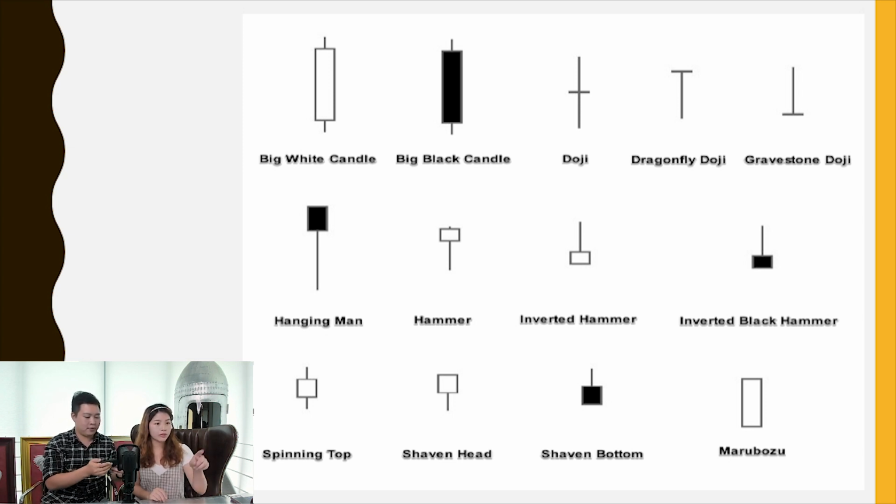Wait, so some candles don't have bodies. Look at the doji. Doji has no body. Dragonfly doji has no upper wick and no body. Gravestone has no lower wick and no body. And so I guess the wicks are not always there. If you look at the others, like the inverted hammer and the hanging man, I guess that means that the opening price is the same as the highest price. Or lowest price. Or both. We'll see. Next.